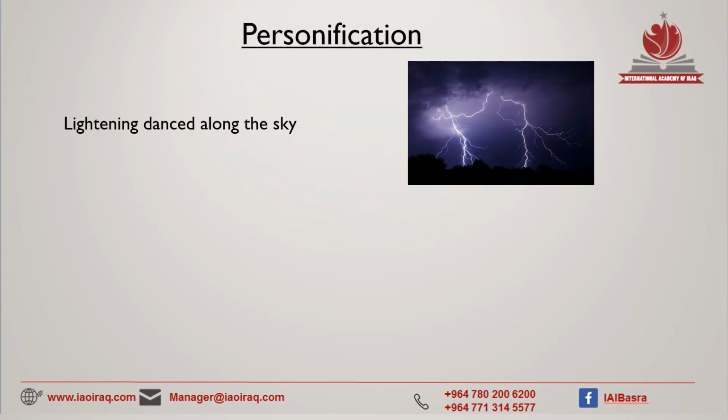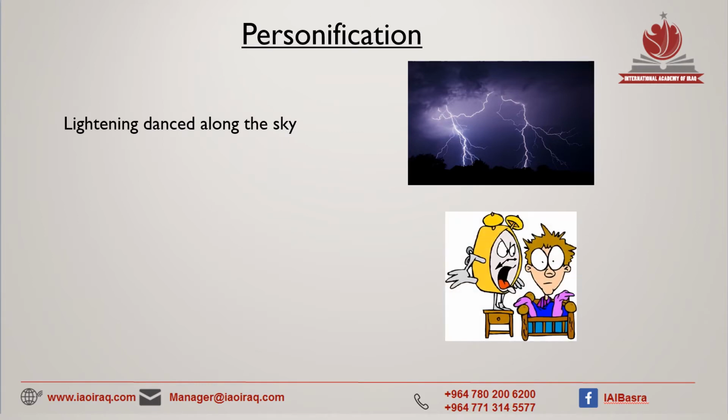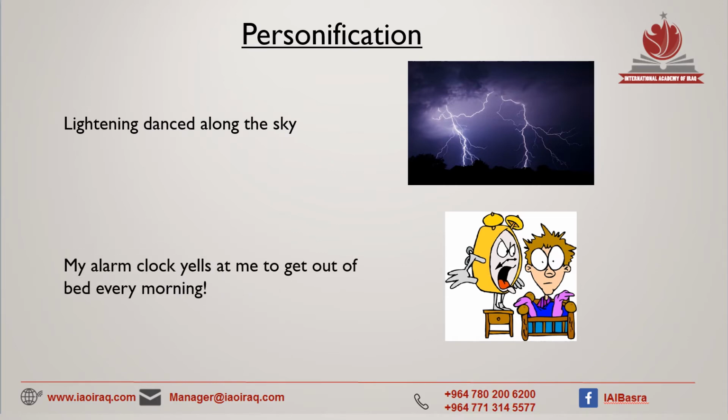Let's look at some examples. Personification: lightning danced along the sky. Obviously the lightning is not actually dancing. Dancing is a human characteristic. Now what personification could you give to that picture? The alarm clock looks alive and it looks like it is screaming. So you could say my alarm clock yells at me to get out of bed every morning. The alarm clock isn't really alive, it can't actually yell at you, but this is personification.